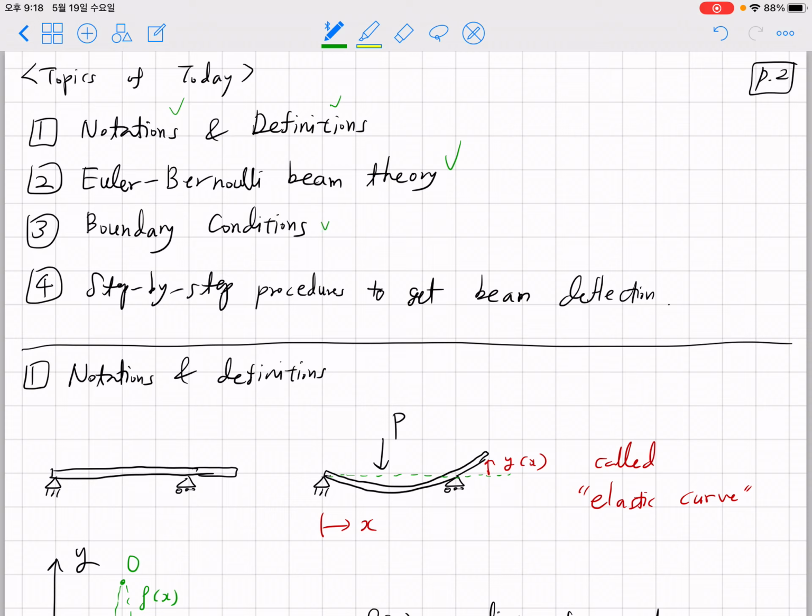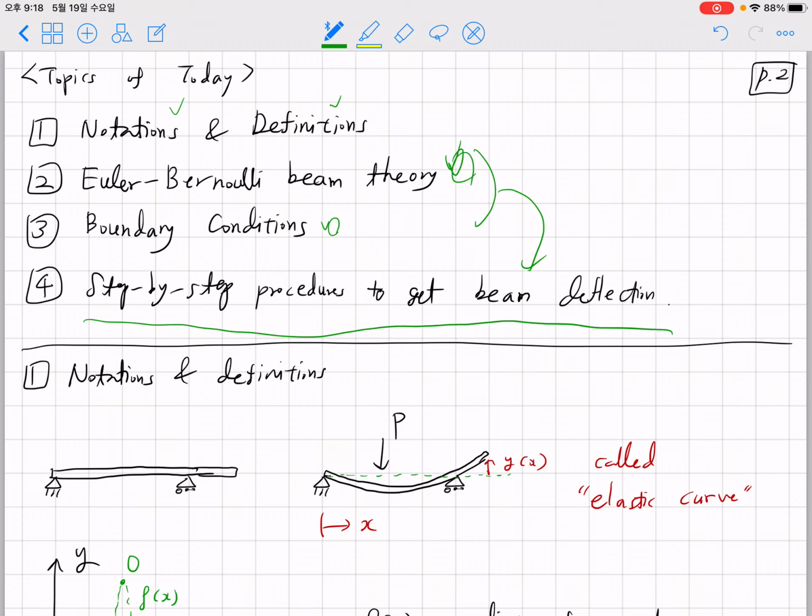If you have taken any differential equation course, to solve a differential equation you need boundary conditions or initial conditions. By combining the equation and the boundary conditions, you can get the definite answer for that differential equation. Here we're going to do the same thing. We're going to learn about a differential equation called Euler-Bernoulli beam theory, and we learn about boundary conditions based on ME231 knowledge. And by combining these two, we'll learn step-by-step procedures to get the beam deflection curve.